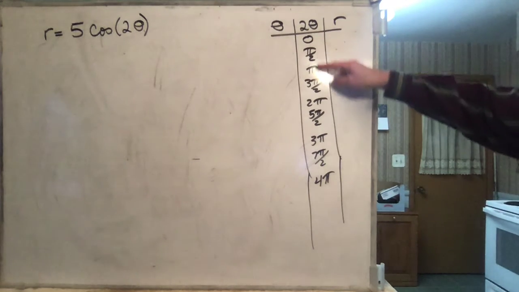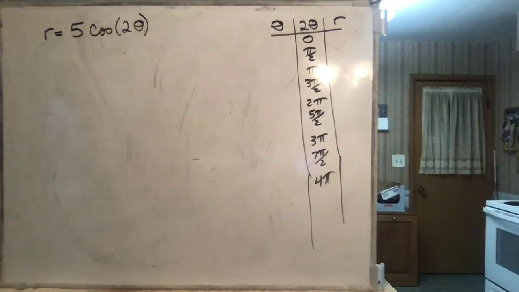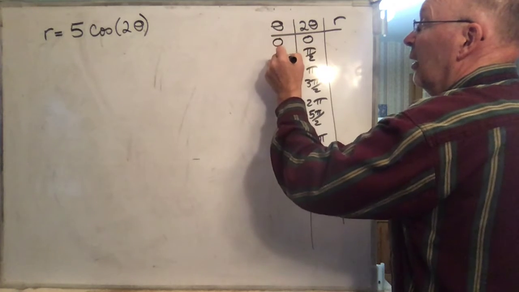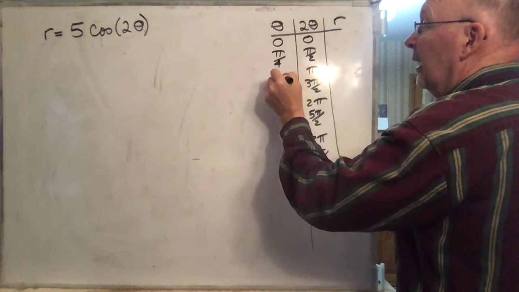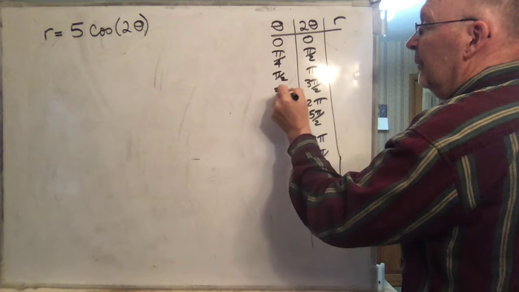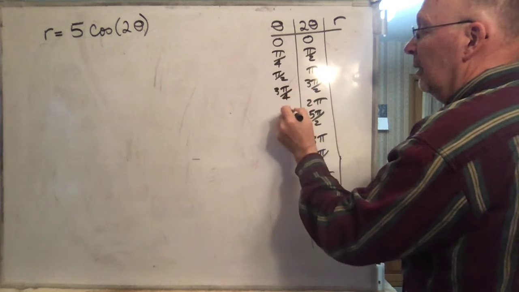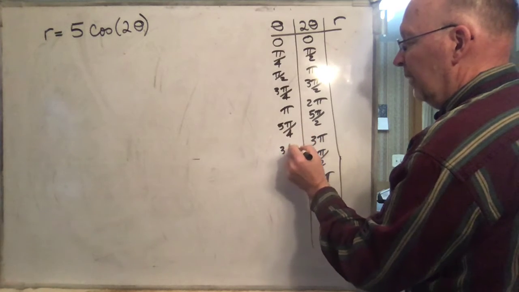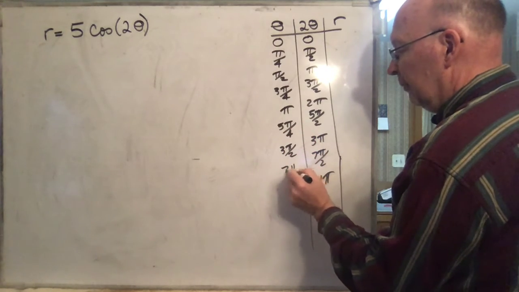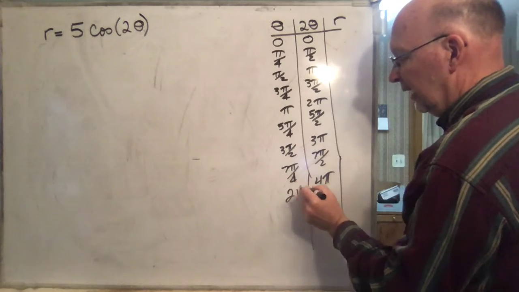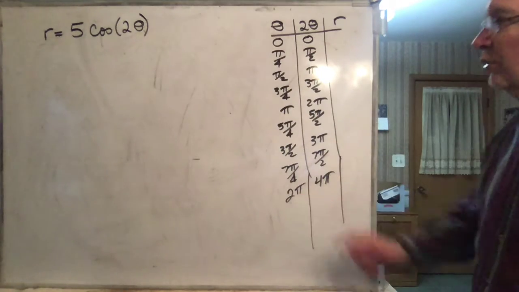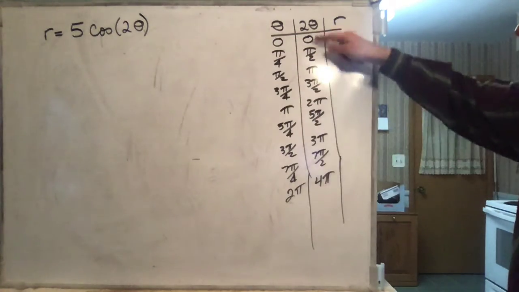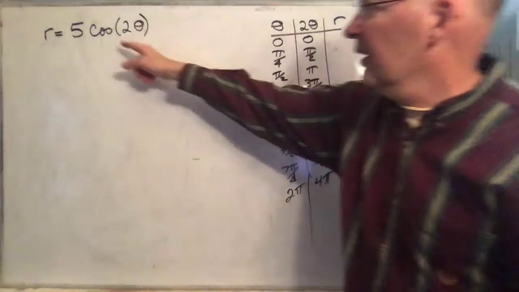First of all, if that's what 2 theta is, then theta is going to be half of it. So theta is going to be 0, pi over 4, pi over 2, 3 pi over 4, pi, 5 pi over 4, 3 pi over 2, 7 pi over 4, and 2 pi. See that? I just divided all these by 2 to get these. So these are your angles. Okay, these are the nice angles. That's the ones that we're going to be able to take the cosine of.